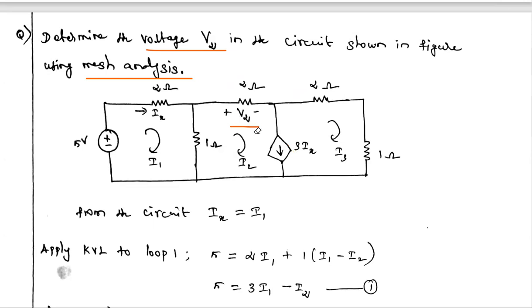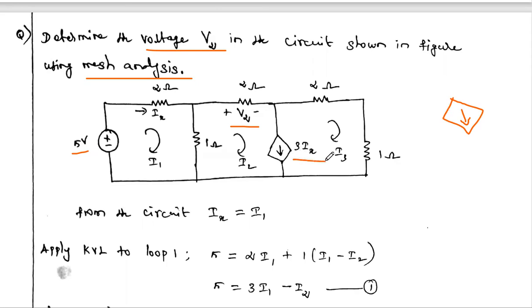In this diagram, there are some resistances connected, with this 5 volt battery, which is the independent voltage source. These are the 2 ohm resistor, 1 ohm, 2 ohm, 2 ohm, and 1 ohm. Here you see a square with an arrow given, which means this is a current source. If it is given in a square, it is the dependent current source.